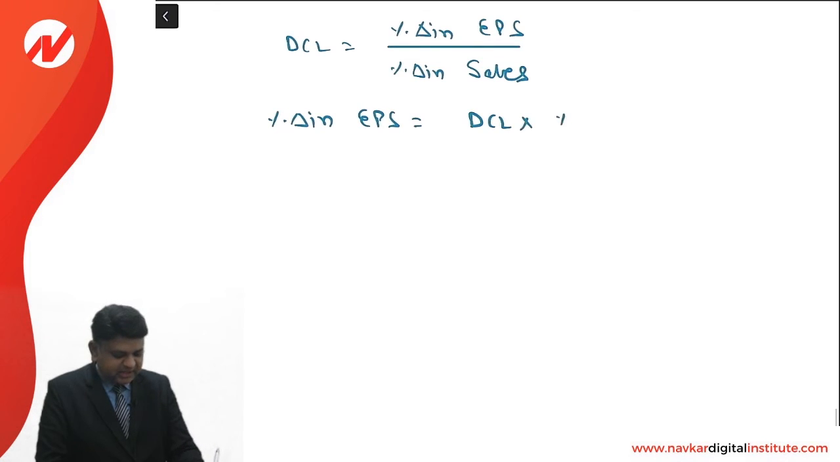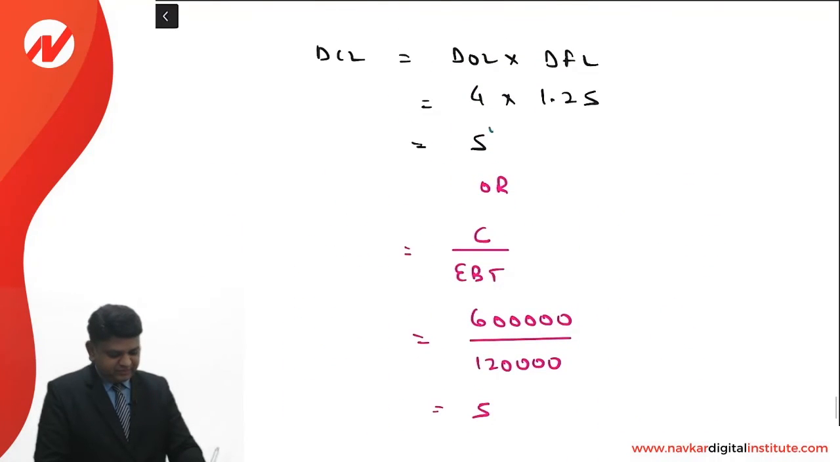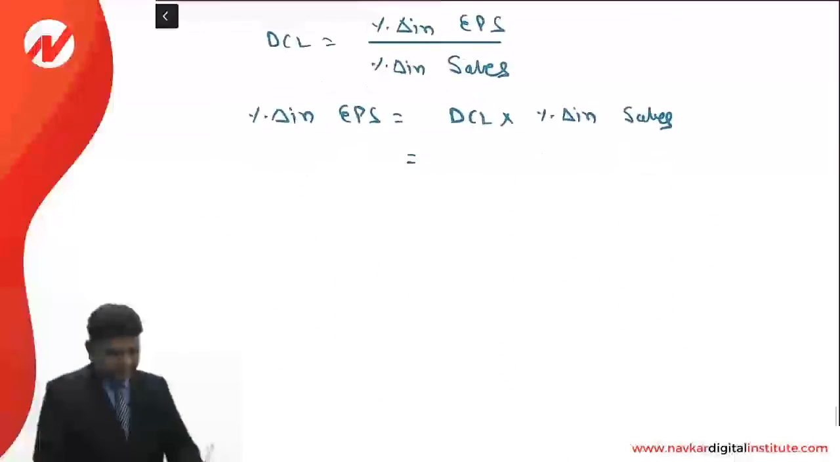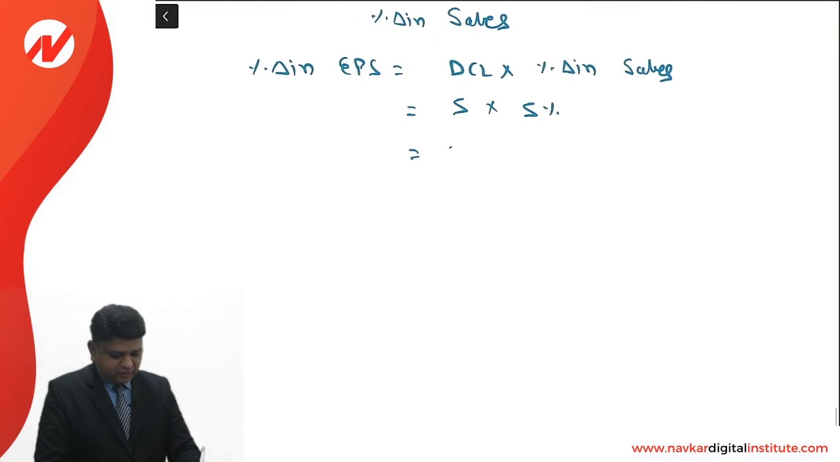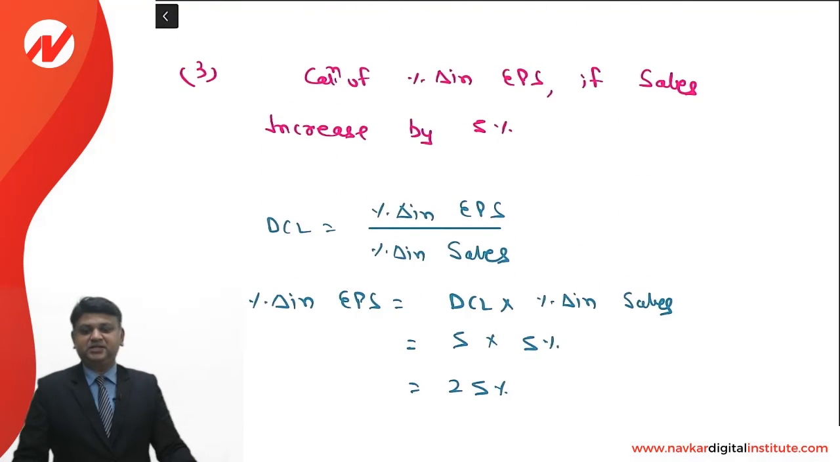It is DCL into percentage change in sales. Degree of combined leverage is 5. 5 into 5%, that comes to 25%. This is the way we are required to find the answer.